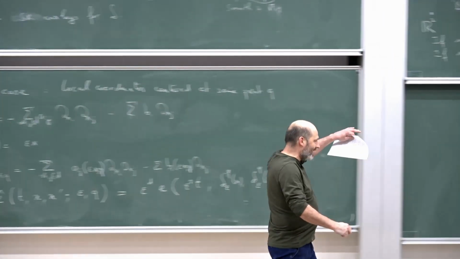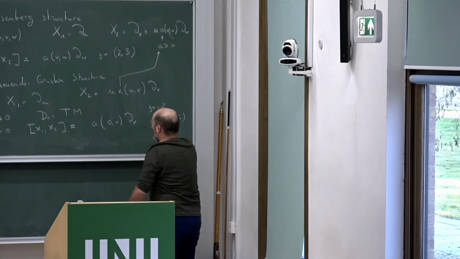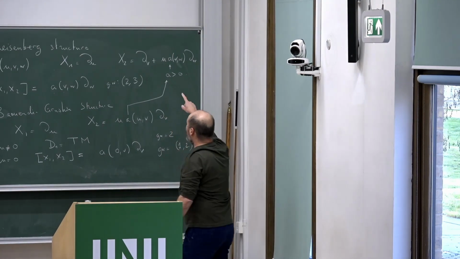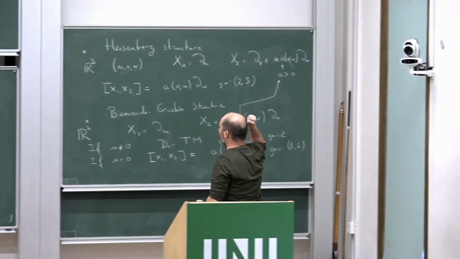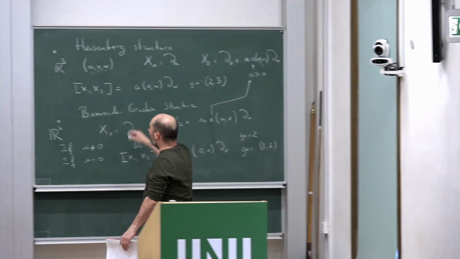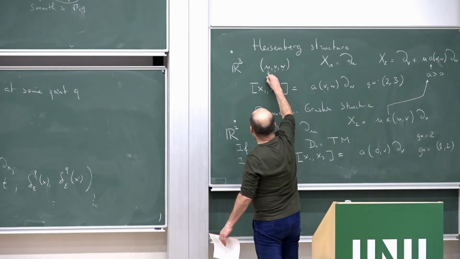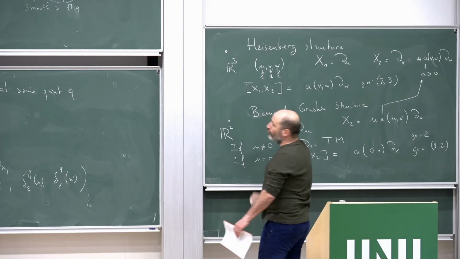Okay, so let's see what it means in the Heisenberg case. In the Heisenberg case, UVW is adapted. U and V are in D1, so the weight of U is 1, the weight of V is 1, and W is of weight 2.